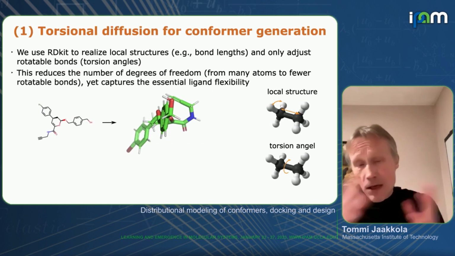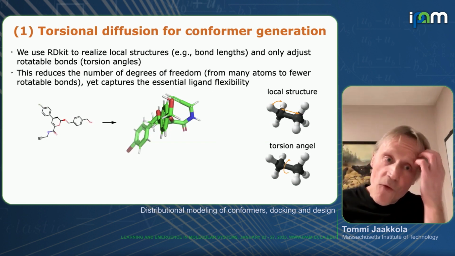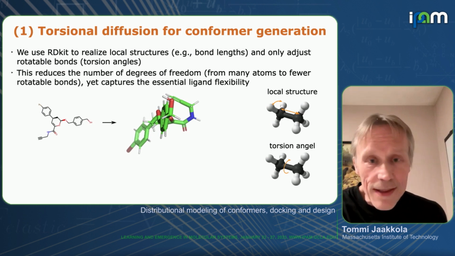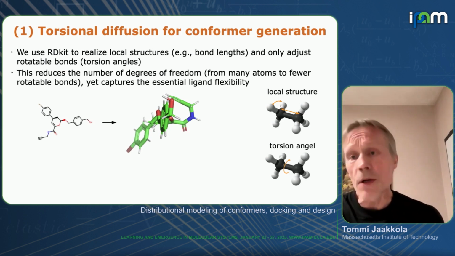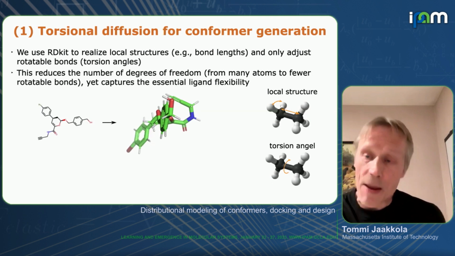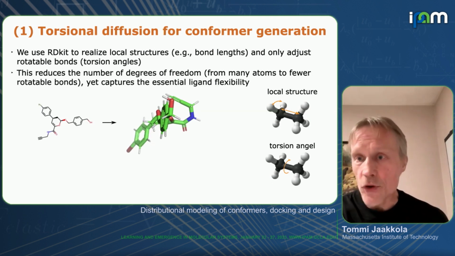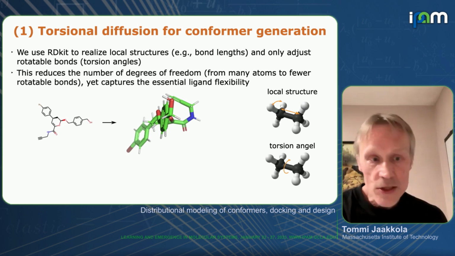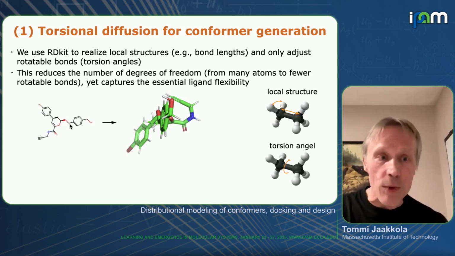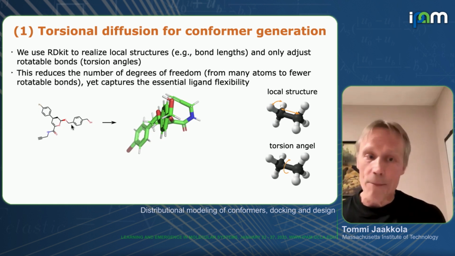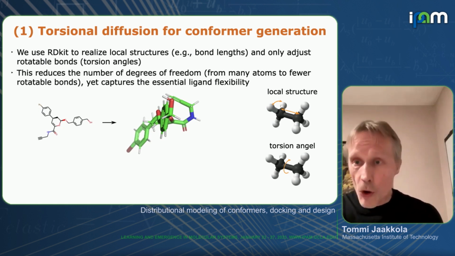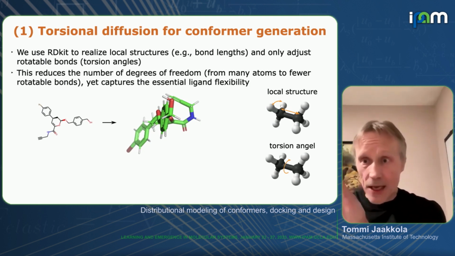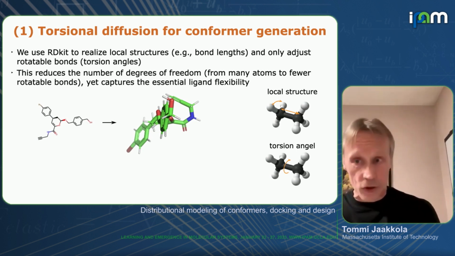All right, so we're going to focus on only the essential degrees of freedom. We're going to drastically reduce the number of degrees of freedom that we have to optimize over in order to generate these conformers. So we take the 2D graph, we use an RDKit package to create the local structures. So you get an atom's bond lengths to its neighbors and bond angles. That's what I call a local structure.